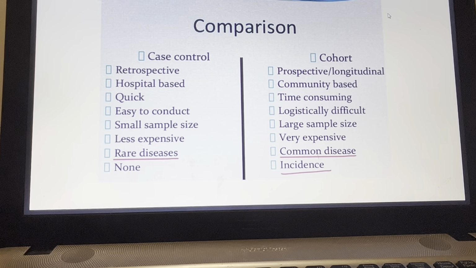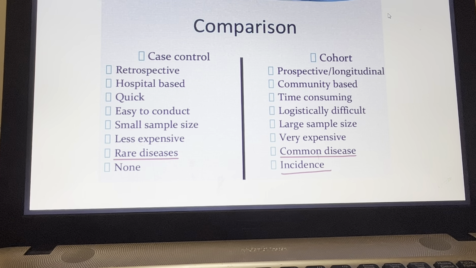Case control is mostly hospital based. The reason being we have to have the person with a disease, that means the case. So mostly cases are in the hospital, diseased people, whereas the other one is community based. Case control is quick, whereas cohort is time consuming. Case control is easy to conduct, whereas cohort is logistically difficult.